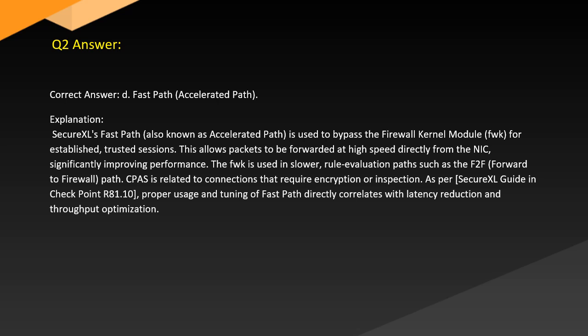Answer. Correct answer, D. FastPath, Accelerated Path. Explanation. SecureXL's FastPath, also known as Accelerated Path, is used to bypass the firewall kernel module for established, trusted sessions. This allows packets to be forwarded at high speed directly from the NIC, significantly improving performance compared to slower rule evaluation paths such as the F2F forward to firewall path.